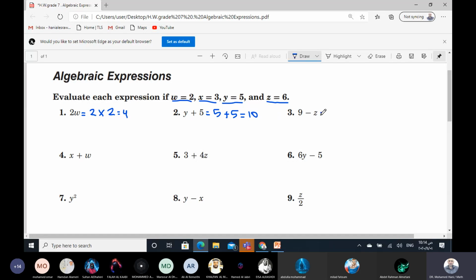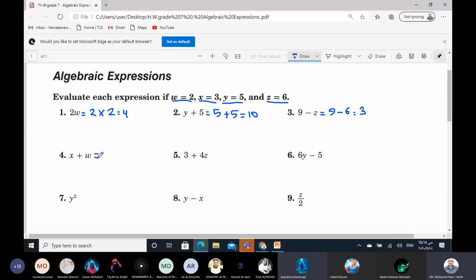Okay, the third exercise here, we have 9 minus Z. 9 minus, the value of Z will be 6. So write 9 minus 6. 9 minus 6 will be 3. Clear for all?